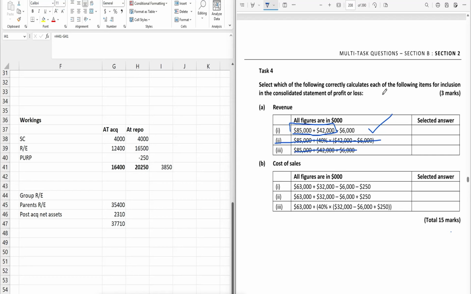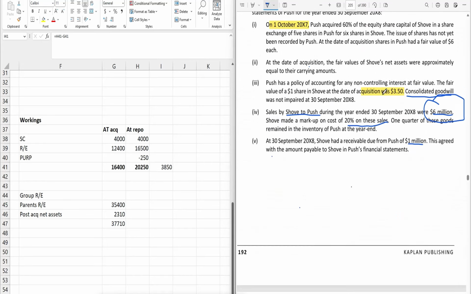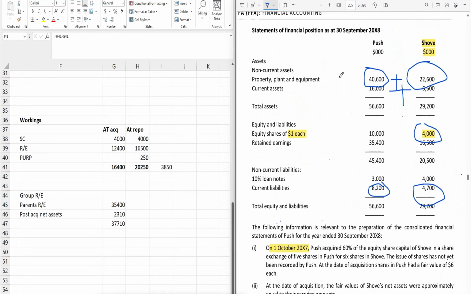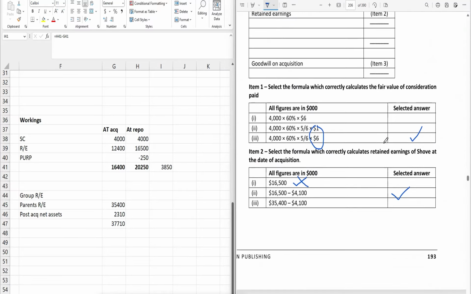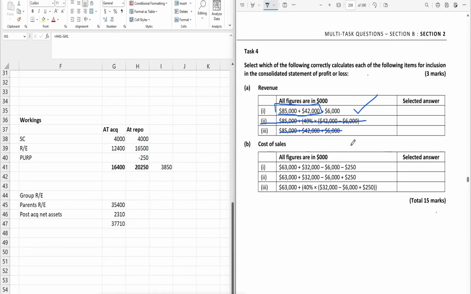For the cost of sales, again the same case. For the cost of sales, we need to do two adjustments. First, let's find out the value of cost of sales in both of the entities: 63,000 and 32,000. There are only two options where these two values have been added, so option 3 has been eliminated. Now in the cost of sales, we need to do two adjustments. One is for the intra-group transaction regarding the sales and purchases, and the other is for the PUP. So we will subtract 6,000 here again.